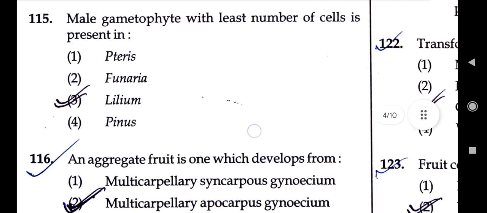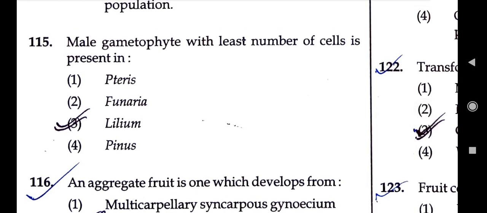Let's solve question number 115. Male gametophyte with the least number of cells is present in. Option three is the correct option, that is Lilium. Option one, Pteris, is the wrong option. Option two is also wrong, Funaria. Option four is also wrong, Pinus. Okay, so option three is the correct option, that is Lilium.